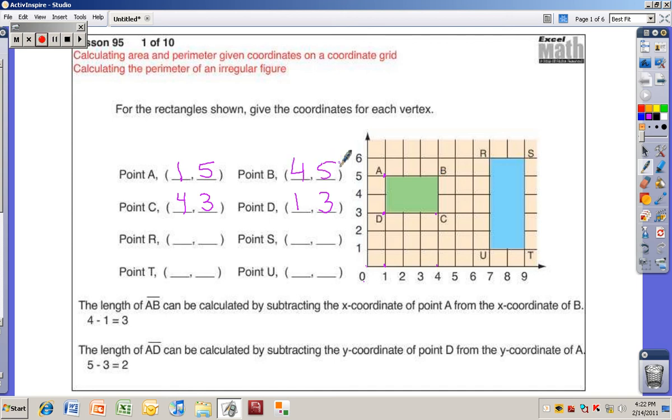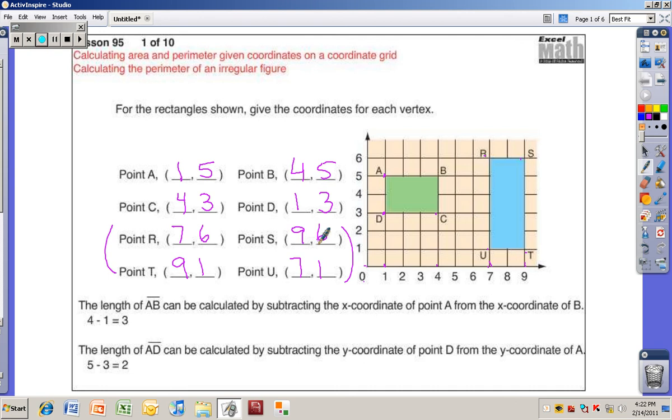4, 5. Okay, what I'd like you to do is pause the video and see if you can fill in the points for rectangle RSTU. Turn it back on after you filled those in. Okay, point U, over 7, up 1. That's point U, 7, 1. Point R, over 7, up 6. R, 7, 6. Point T, over 9, up 1 for point T. And S is over 9, up 6.